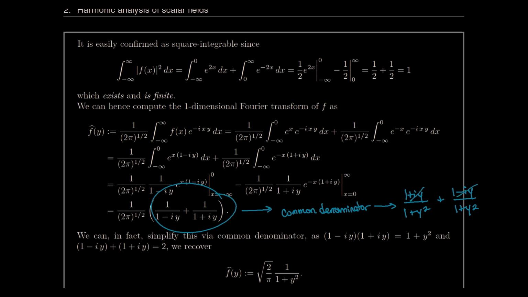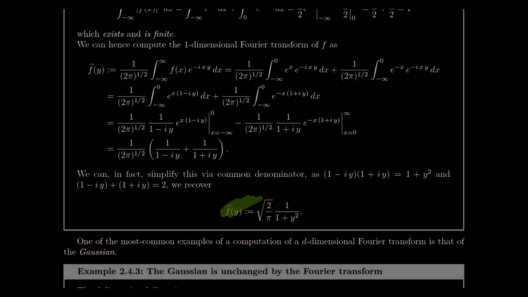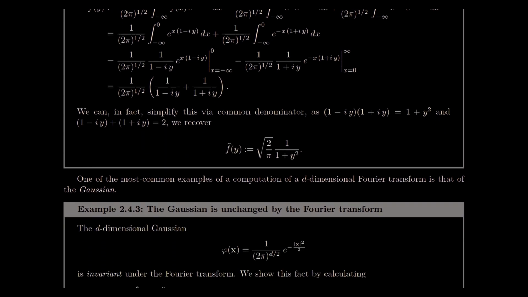These terms cancel and I get a 2 on top. My 2 on top I'm going to cancel with one of the square root of 2 in the bottom, and you end up with the square root of 2 over pi, and then the denominator of 1 plus y squared. So that is the Fourier transform of e to the negative absolute value. So you compute it just like you would Fourier series transforms, just by computing integrals, and just make sure that you keep track of everything you need to.